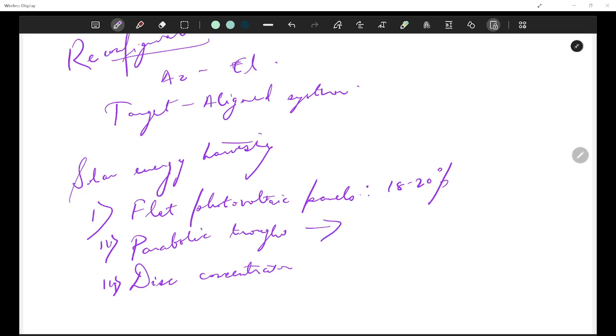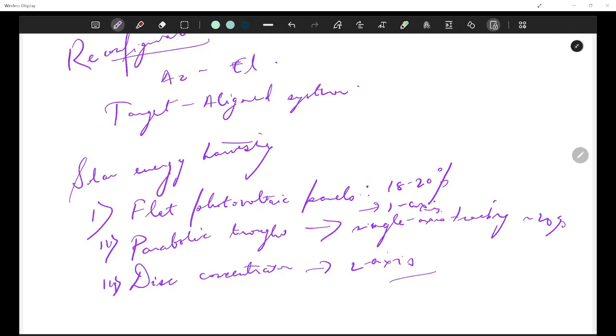For parabolic trough, single axis tracking is done, and it focuses sunlight on a tube. Efficiency is about 20%. A disk concentrator is a parabolic dish. It has two axis motion. It is focused onto a Stirling engine, and the efficiency, let's denote it by eta, is greater than 30%.